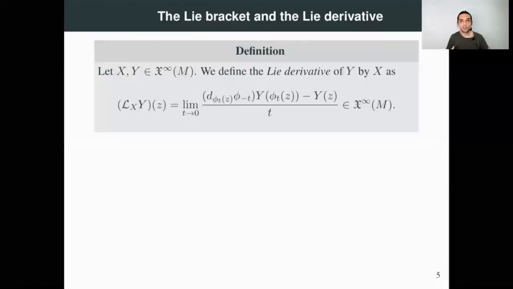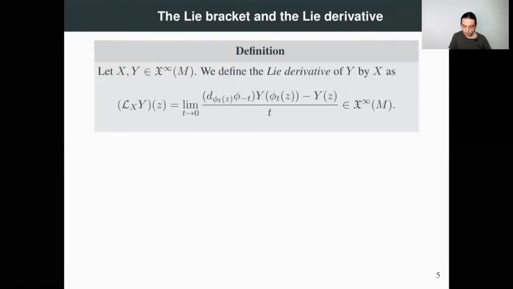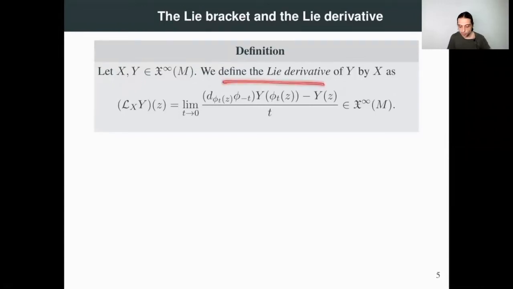Now we are going to define, finally, the Lie bracket and also the Lie derivative. So consider two vector fields, X and Y, C-infinity vector fields, and we are going to define the Lie derivative of Y by X as this expression. It's going to be a vector field that at the point c is the limit of this expression over here when t tends to 0.